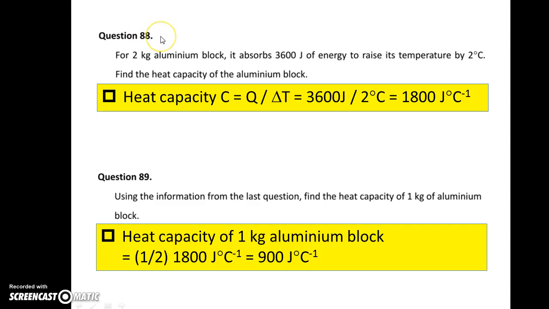In question 88, you are given a 2 kg aluminum block which absorbs 3,600 joules of energy to increase its temperature by 2 degrees Celsius. So to increase the temperature by 1 degree Celsius, it absorbs 1,800 joules of energy. And this is a 2 kg aluminum block. For a 1 kg aluminum block, it absorbs half the energy, which is 900 joules per degree Celsius.